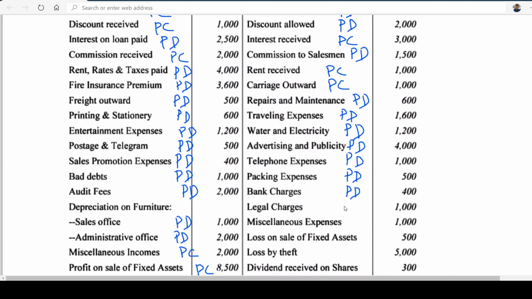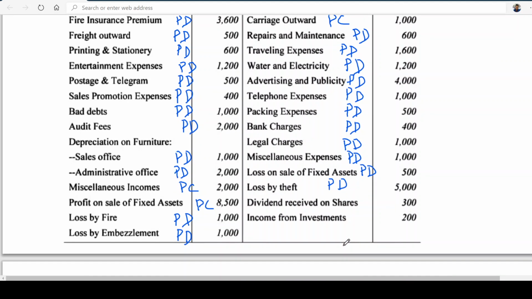Legal charges: profit and loss account, debit side. Miscellaneous expenses: profit and loss account, debit side. Loss on sale of fixed assets: profit and loss account, debit side. Loss by theft: profit and loss account, debit side. Dividend received on shares is income: profit and loss account, credit side. Income from investment: profit and loss account, credit side.